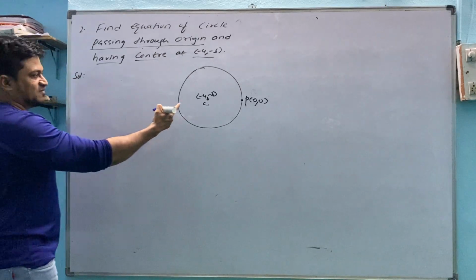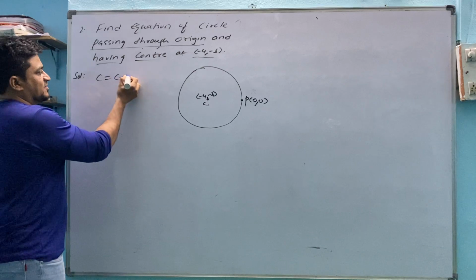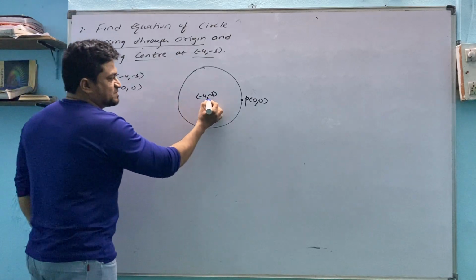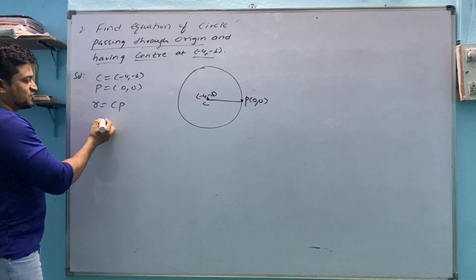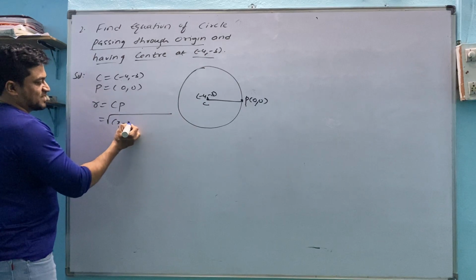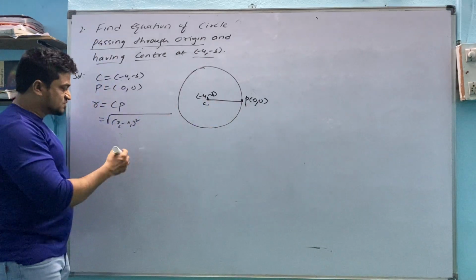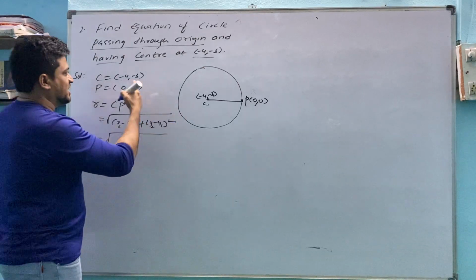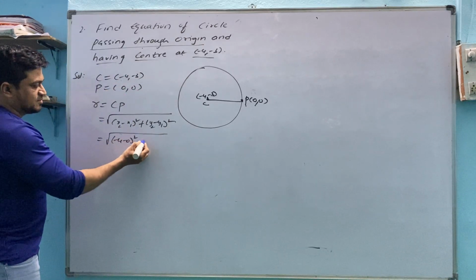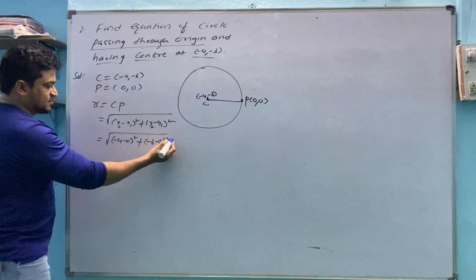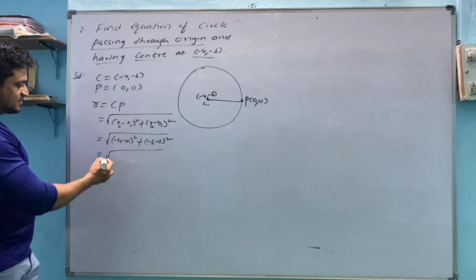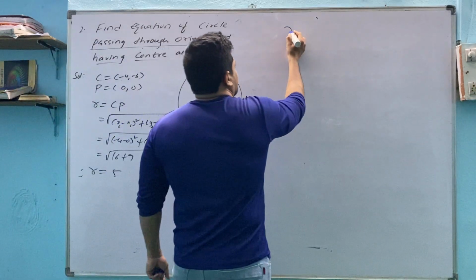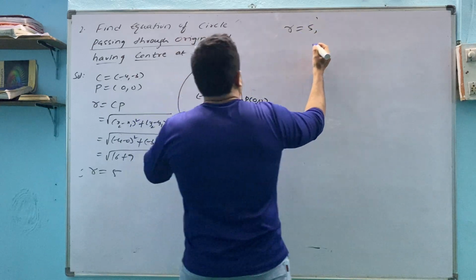Once we have center and a passing point, what will be the radius? Radius is the distance between these two, CP. So first to find radius, we use the distance formula: x2 minus x1 whole square plus y2 minus y1 whole square. Or you can take first minus first whole square plus second minus second whole square. So this will be -4 square is 16, 3 square is 9, this is 5. So we got radius 5, and again we need to write the center.